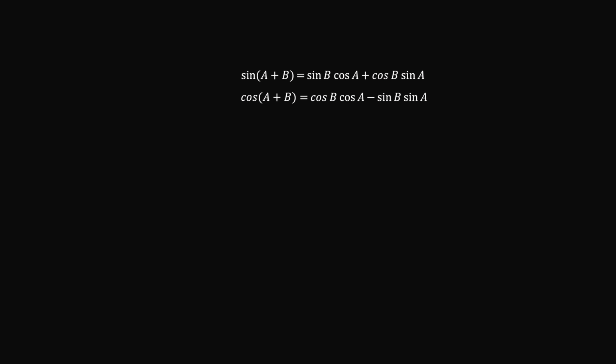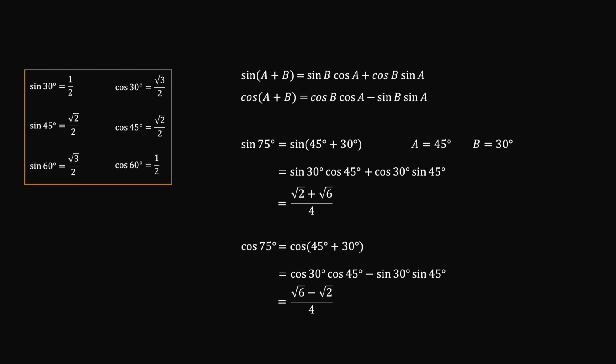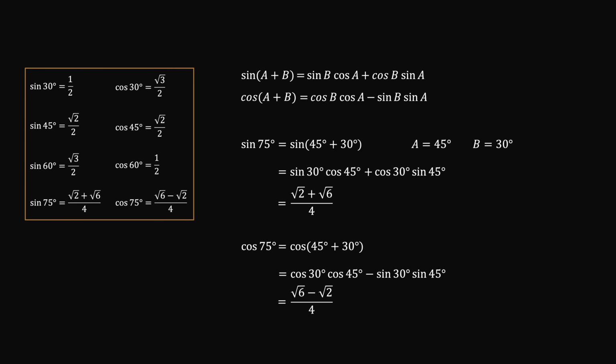Now we can find out sine 75 using this combination formula. If we think of angle A of 45, B of 30, then sine 75 equals sine 30 cosine 45 plus cosine 30 sine 45. Plug in the numbers, you get that sine 75 equals square root of 2 plus square root of 6 over 4. Then cosine 75 is found to be square root of 6 minus square root of 2 over 4. Now we have expanded our sine table a little bit.